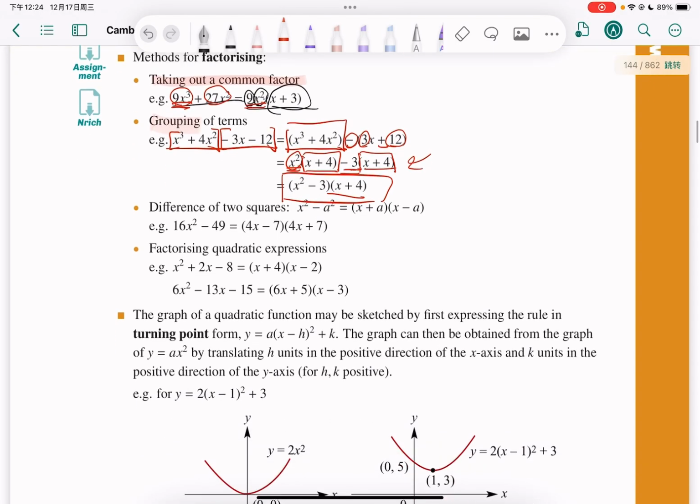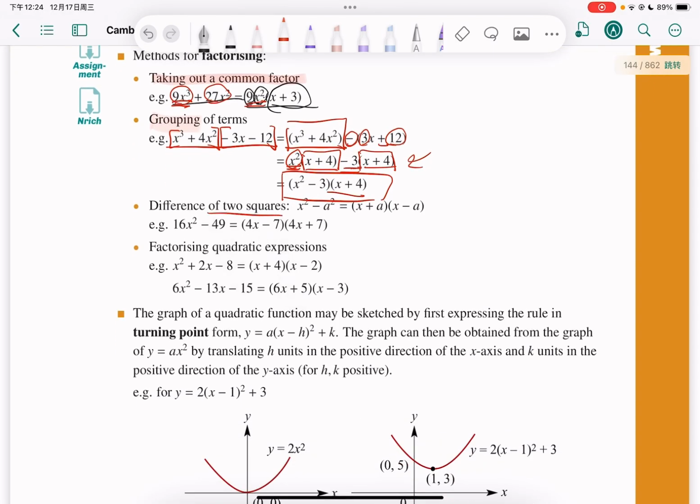Okay, difference of two squares. This is quite an important formula. x squared minus a squared is equal to x plus a times x minus a. So for example, this is actually 4x squared minus 7 squared, and according to the formula, we get this.